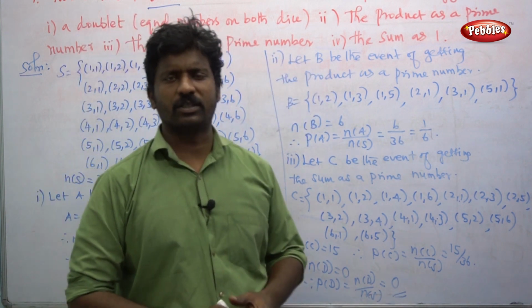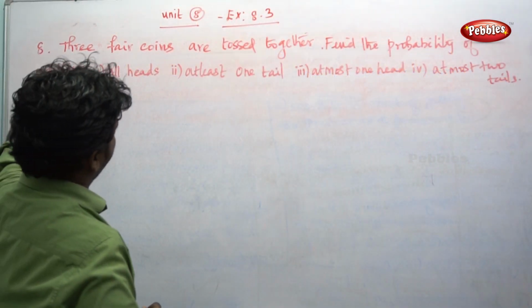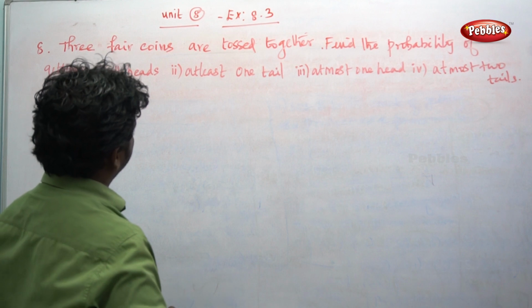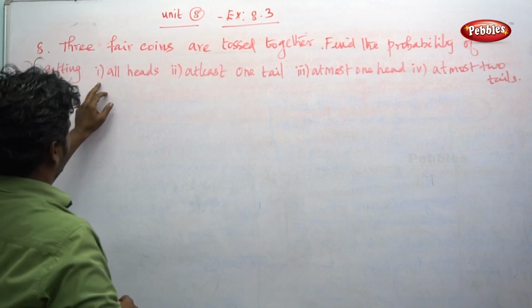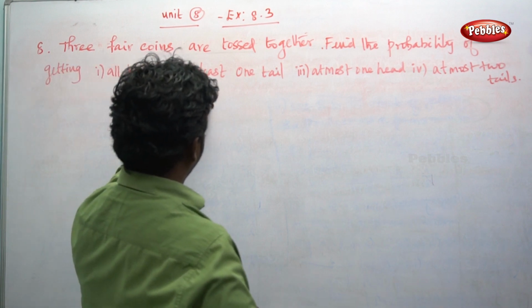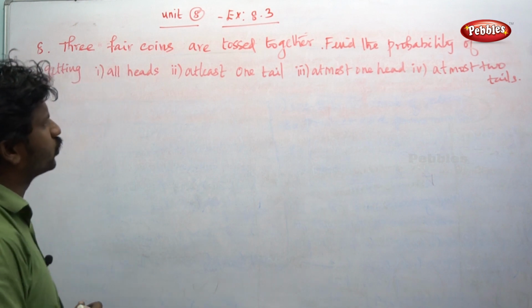Is that clear? Now let's see the next problem. Question number 8 in exercise 8.3. 3 fair coins are tossed together. Find the probability of getting: the first point, all heads; second point, at least one tail; third point, at most one head; fourth point, at most 2 tails.